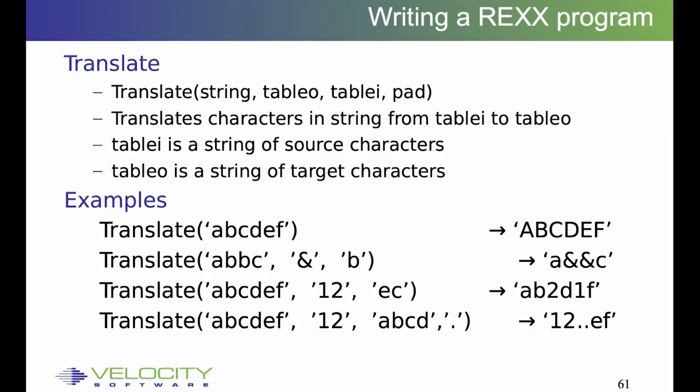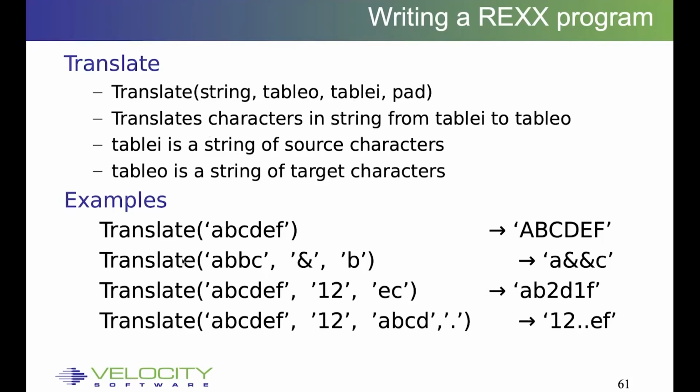Translate is an extremely powerful capability. And it accepts 4 parameters. What this provides for is the ability to translate a string from a set of input characters, that's the input table, to the set of output characters. So it's going to go backwards through the parameters. Table I is a string of source characters. Table O is a string of target characters. Translate by itself, like in the first example, would just translate the string to uppercase.